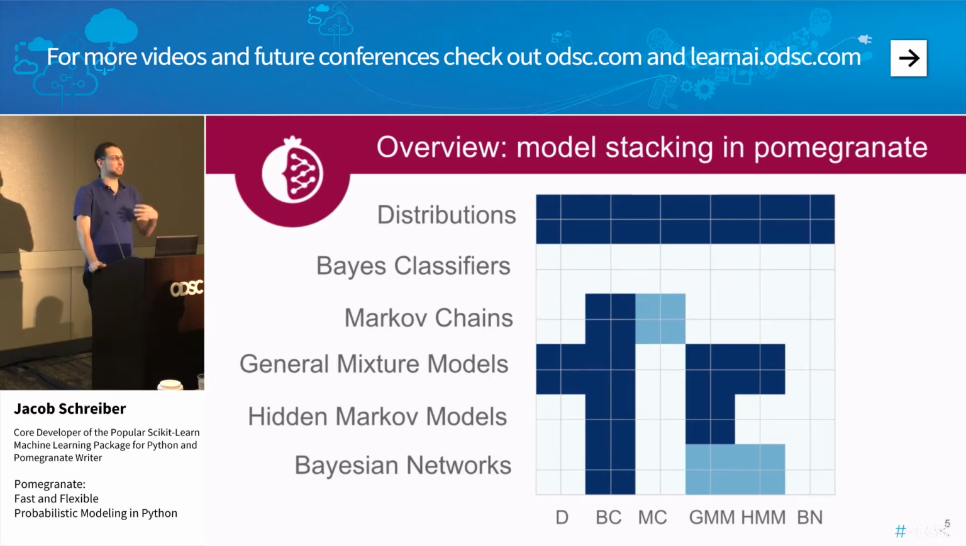And if they can be treated the same way, there's no reason why you can't stack them within each other. So this plot shows the ways that you can stack models in Pomegranate currently, where the rows correspond to various models and the columns correspond to which model you can stack them inside. Of course, basic probability distributions make up all of the other more complicated models, but you can do things that other packages don't allow you to do.